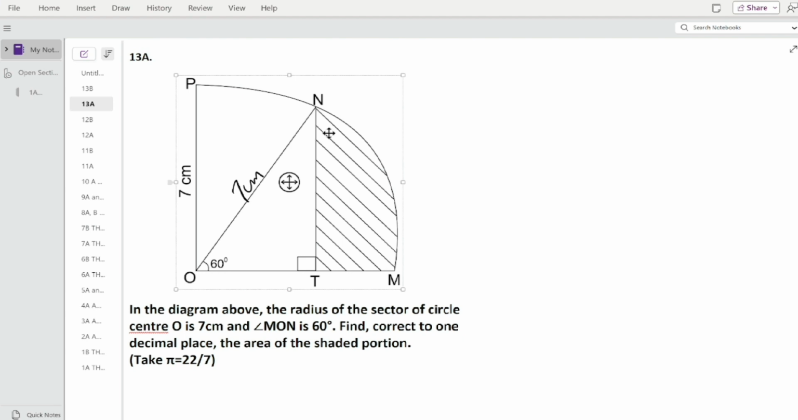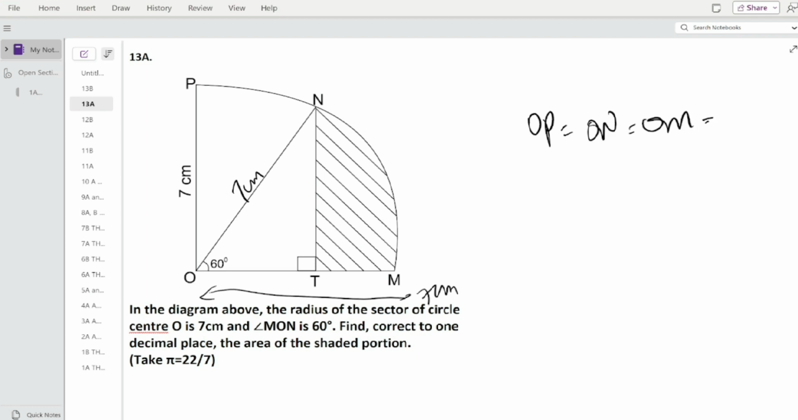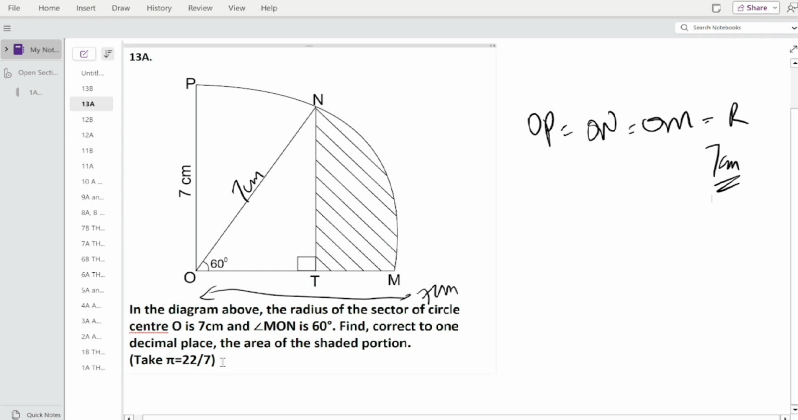This is 7 centimeters, and this line is 7 centimeters. We'll see how this will help us solve the question. We've now discovered that O to P is the same length as O to N and O to M. So O to P equals O to N equals O to M, which are all the radius, all 7 centimeters. Knowing that angle MON is 60 degrees, so this angle is 60 degrees. Find, correct to one decimal place, the area of the shaded region. This is the shaded region. We have NTM as the shaded region.